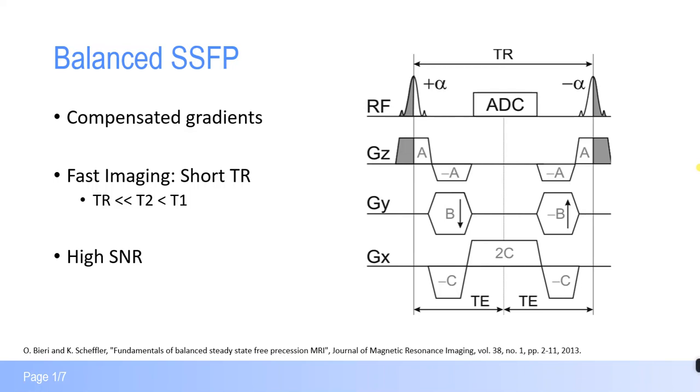It's a fast imaging sequence. Since TR is very short, it should be much less than T1 and T2. And due to symmetry, echo time is half of the repetition time. And also, it provides high SNR.